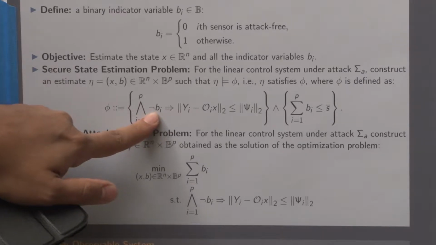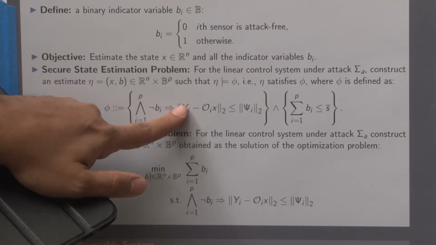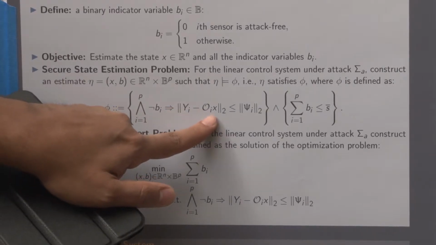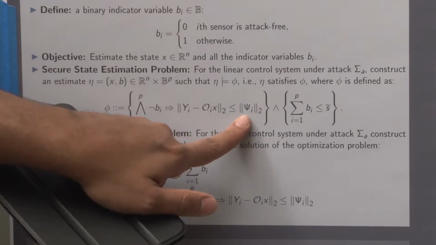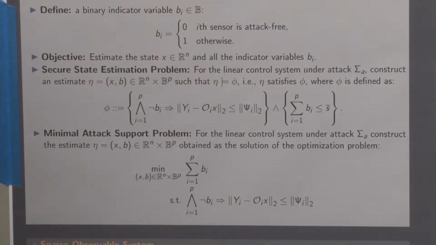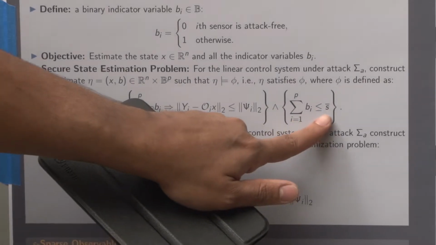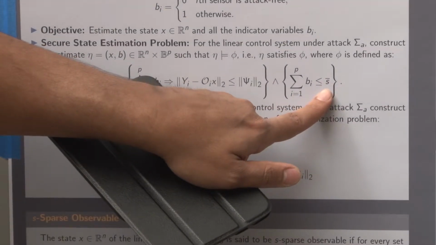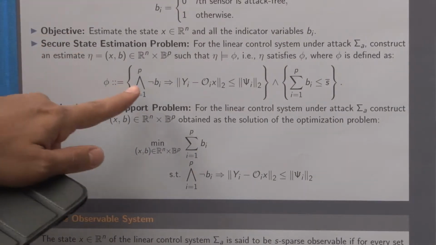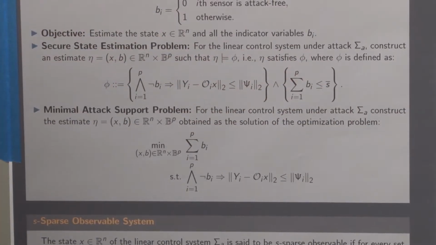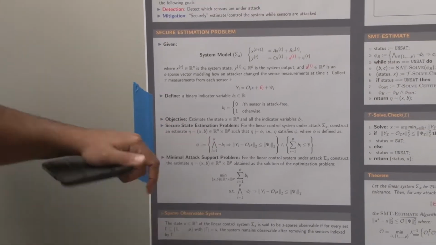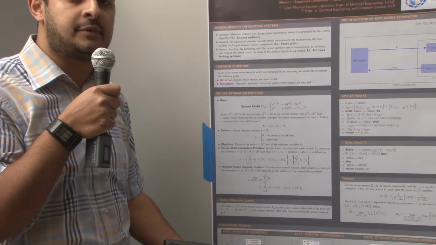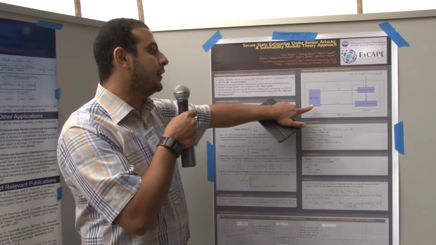Whenever b_i is assigned 0, this means this sensor is not under attack. Then the error between the measurements you have and your estimated state needs to be bounded by the norm of your noise. This has to be satisfied for all your sensors, and then you have a bound on the number of sensors that can be under attack, which we call s-bar. We would like to find b's and x's that satisfy this formula. Unfortunately, there is no SMT solver that can solve this particular problem, so we had to come up with our new SMT solver, and that's what we have on this slide.